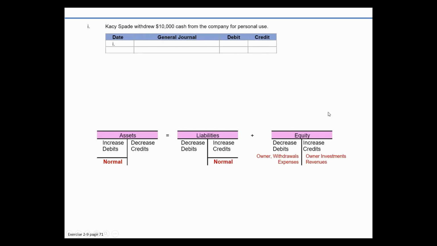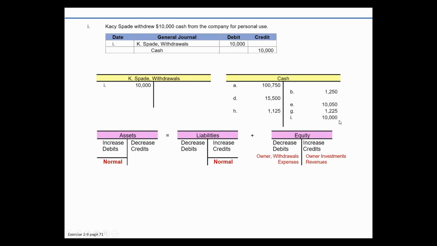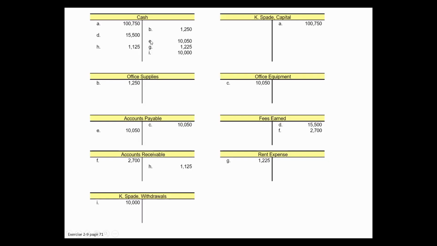And Kate Spade withdrew $10,000 cash from the company for personal use. So Kate Spade withdrawals, debit $10,000 again, because Kate Spade withdrawals is part of equity. So we have to debit that, and then credit cash 10,000 because we have to reduce the cash that we have because we're paying cash. So we see here Kate Spade withdrawals is $10,000 debit, and then cash credit $10,000 because we have to reduce the cash.